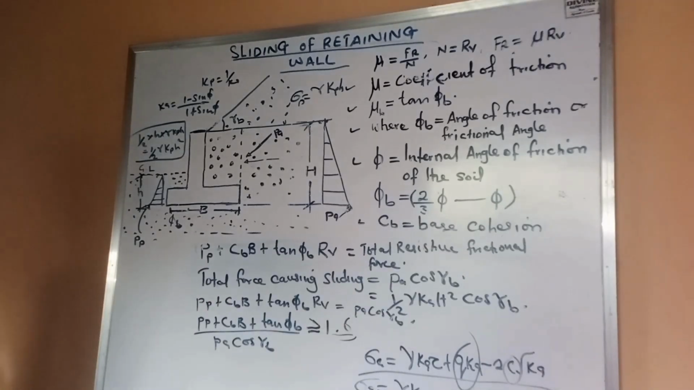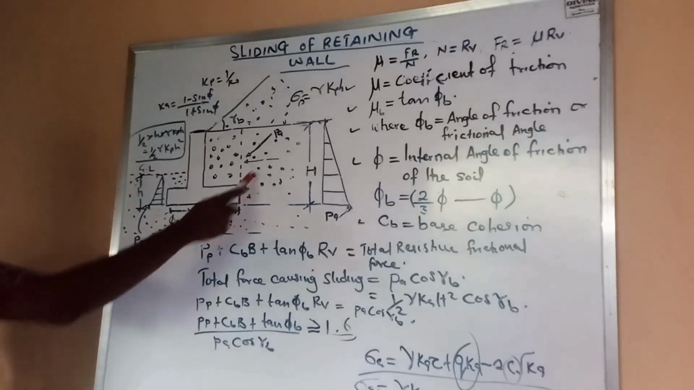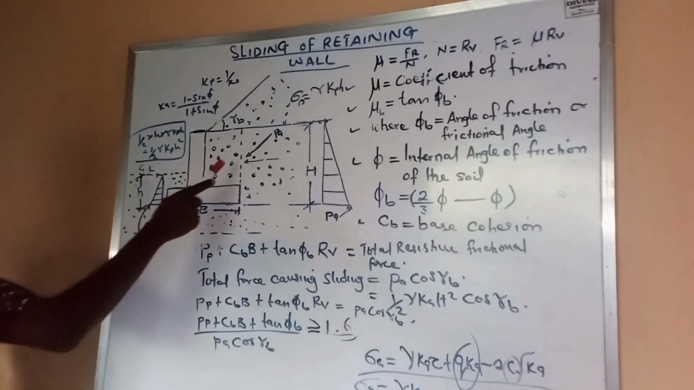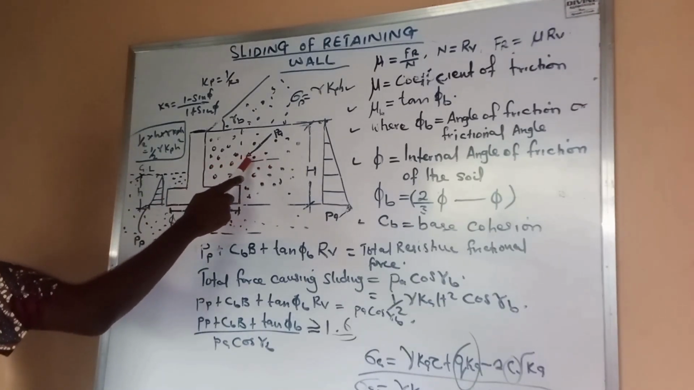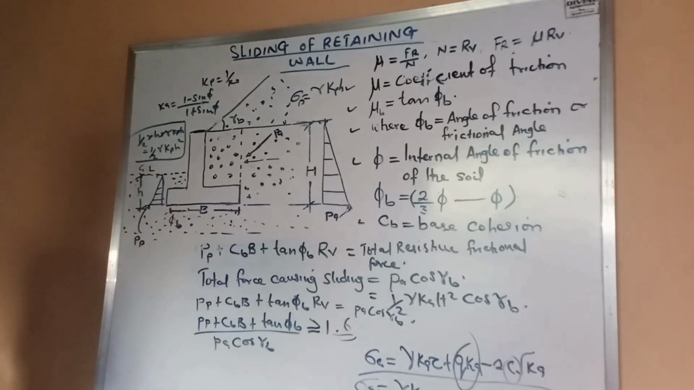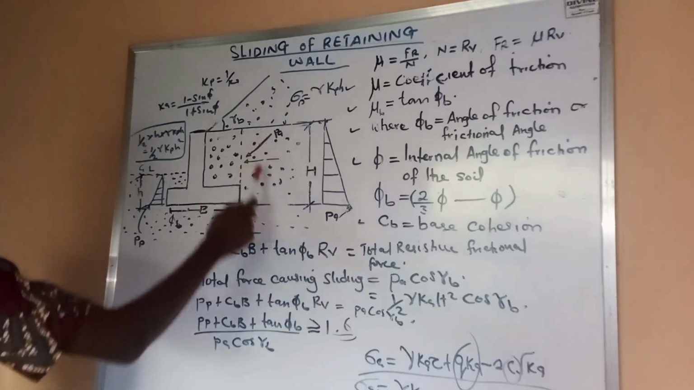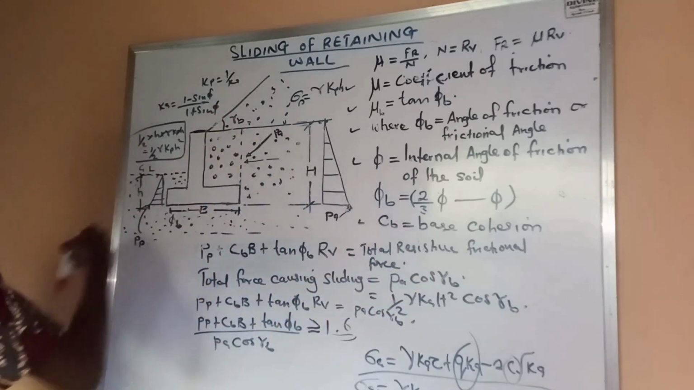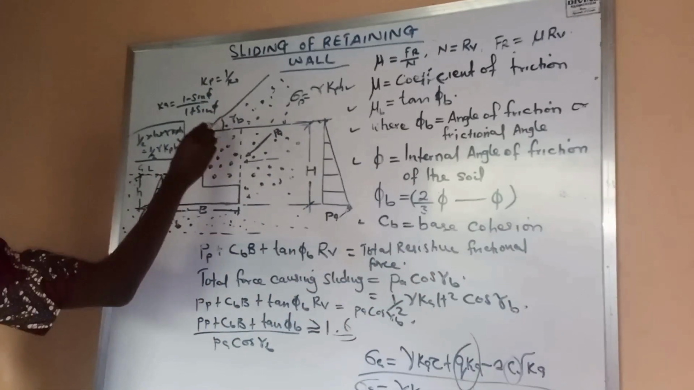Now, having gotten the total resistive frictional force, the total force that is causing the sliding is equal to the active force, the active pressure, which we can convert to force. We know that it becomes Pa cos alpha b, where alpha b is the angle of inclination of the backfill.